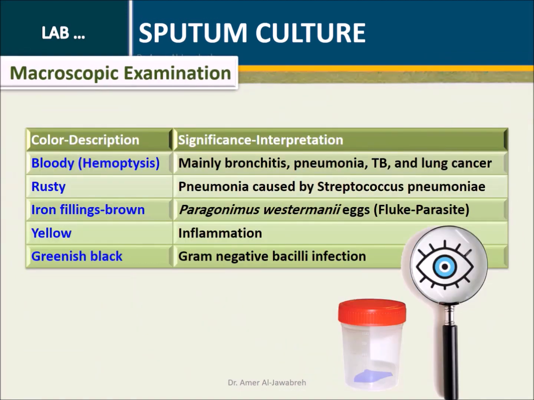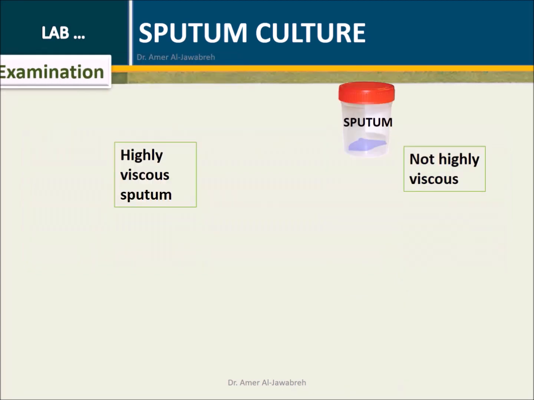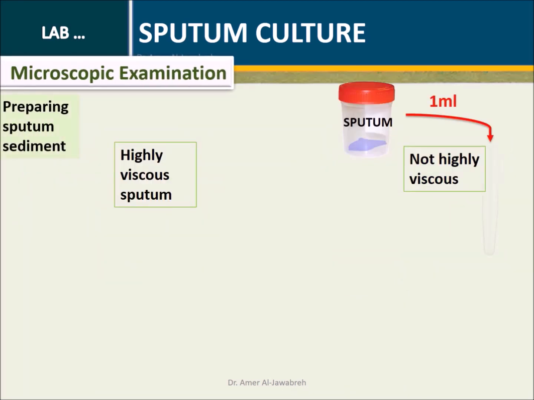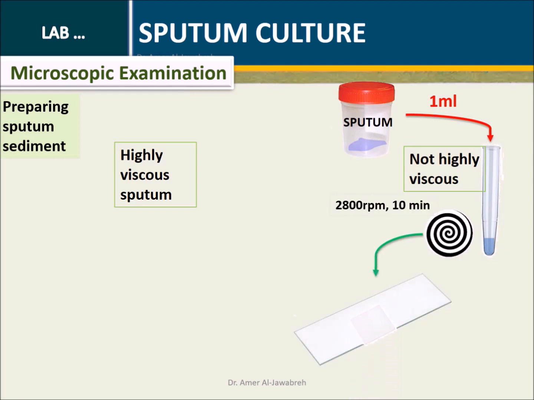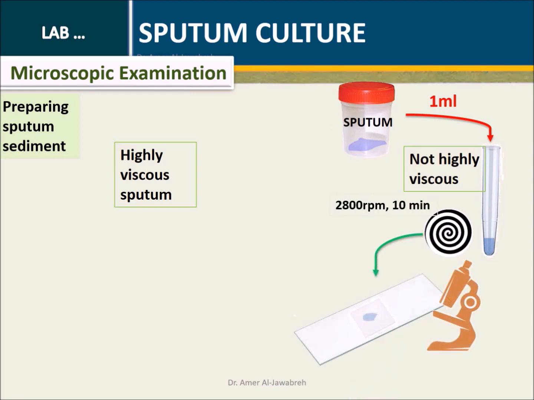Example 5. Microscopic examination. Table showing color of sputum and its clinical significance. Microscopic examination. Preparing sputum sediment. If sputum is not highly viscous, spin 1 ml for 10 minutes at 2800 RPM. Examine sediment under the microscope.